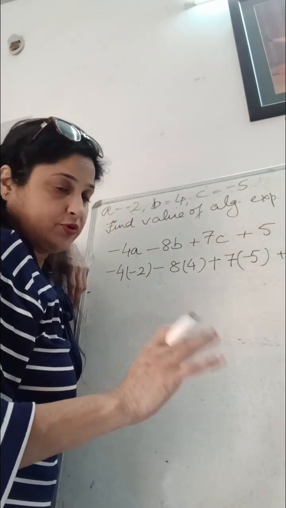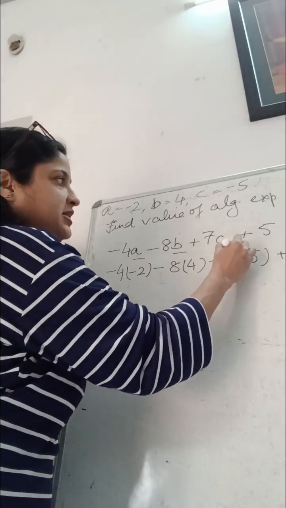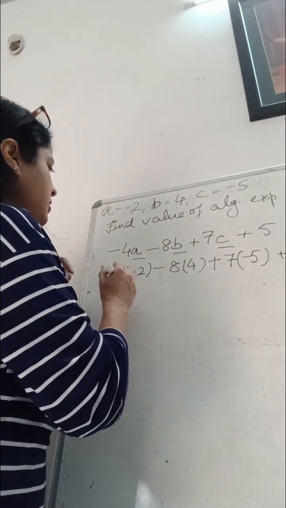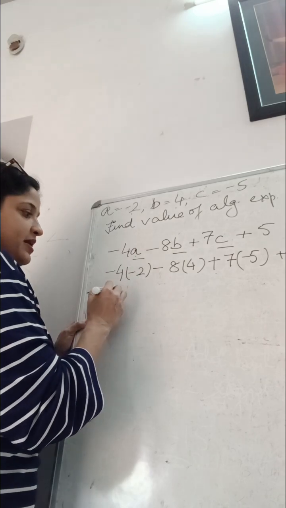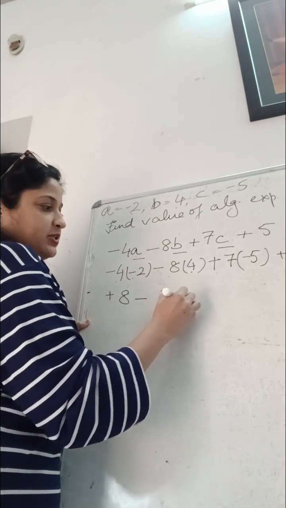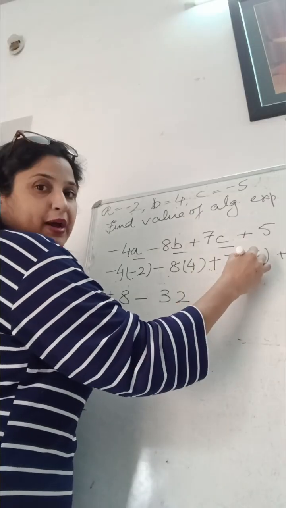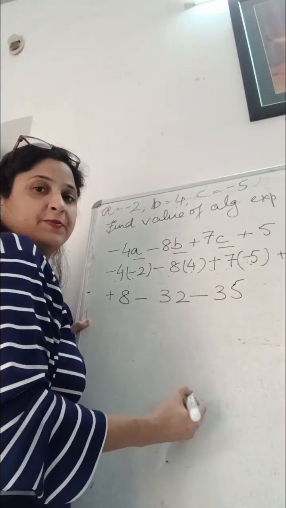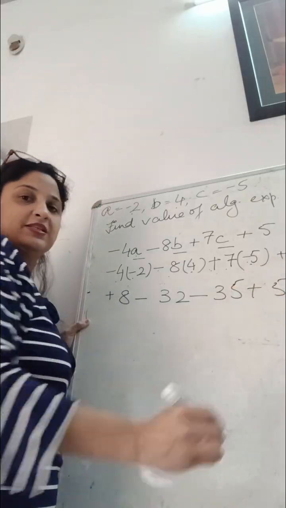आ गया. ओके, जो वेरिएबल्स थे a b c, उसका वैल्यू वी हैव टू सब्सटीट्यूट, सो दैट वी आर सब्सटीट्यूटिंग. सो नाउ माइनस इंटू माइनस अगेन इज प्लस. 4 2s 8, माइनस 8 4s इज 32, प्लस एंड माइनस, सो मल्टीप्लाई हो रहा है, यहाँ माइनस हो जाएगा. 7 5s इज 35, एंड 5 प्लस एज इट इज आ गया.